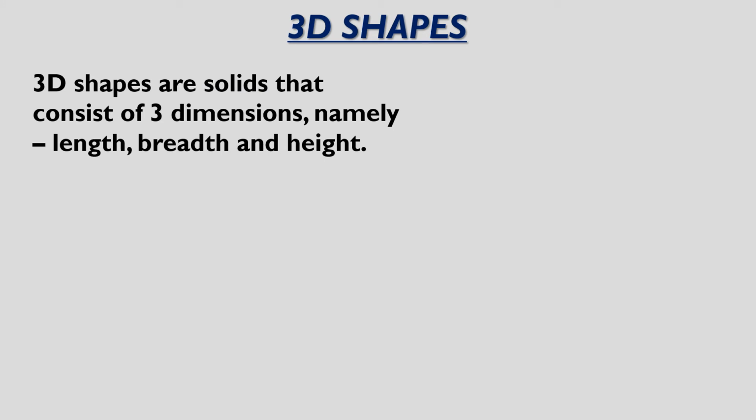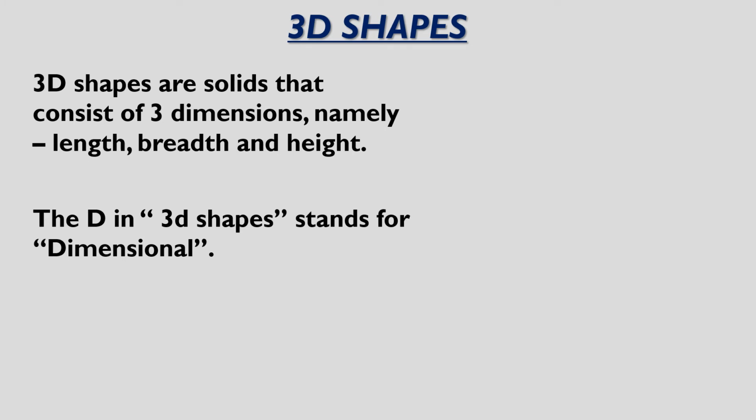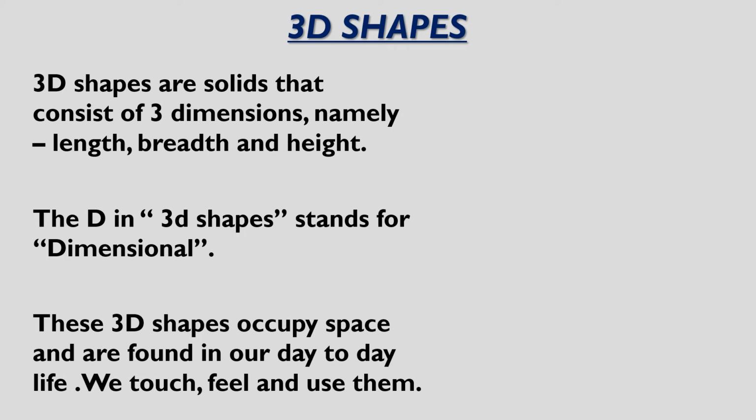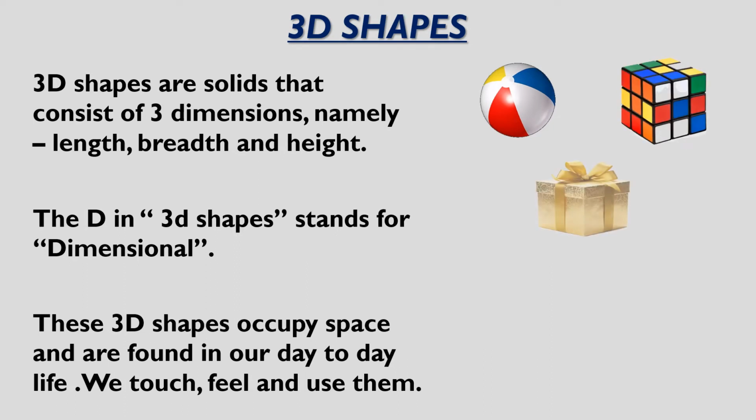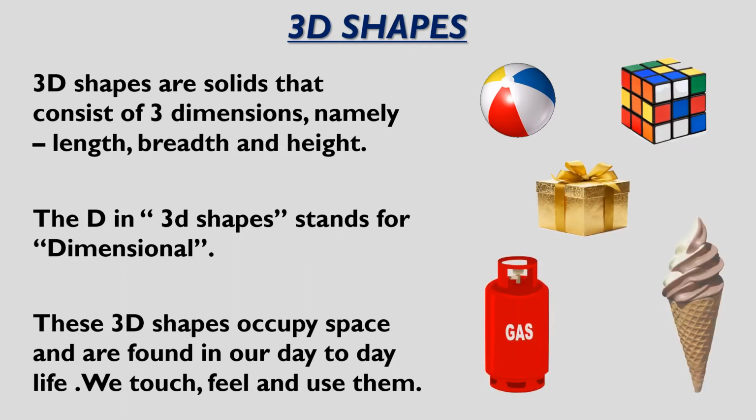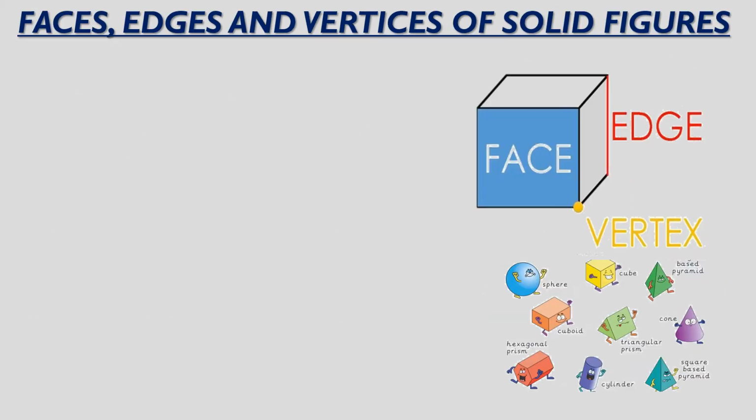Now what are 3D shapes? 3D shapes are solids that consist of three dimensions, namely length, breadth and height. The D in 3D shapes stands for dimensional. These 3D shapes occupy space and are found in our day-to-day life. We can touch, feel and use them in our lives. You can see a few examples of 3D shapes. Isn't it interesting? So let's learn more about them.